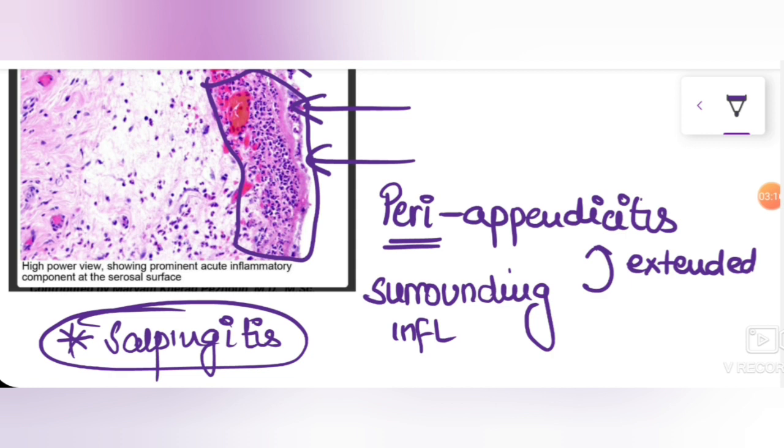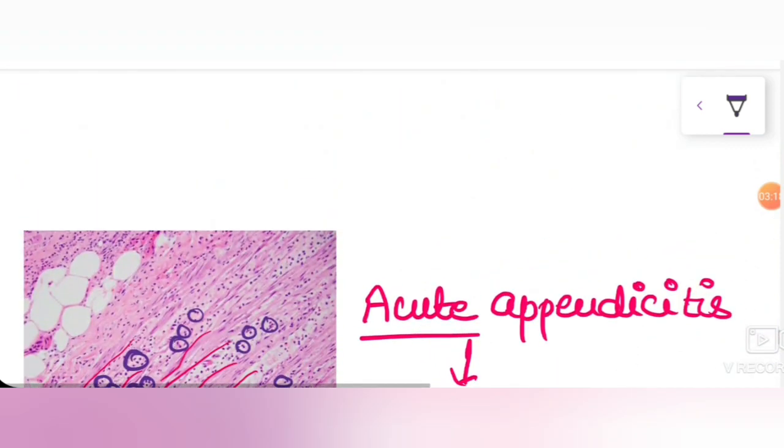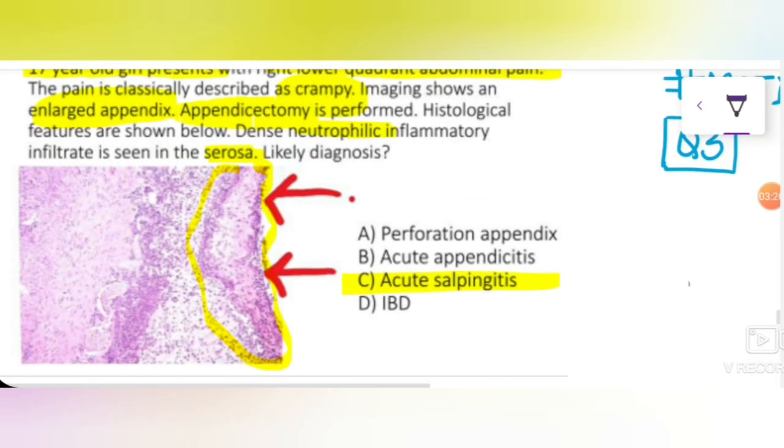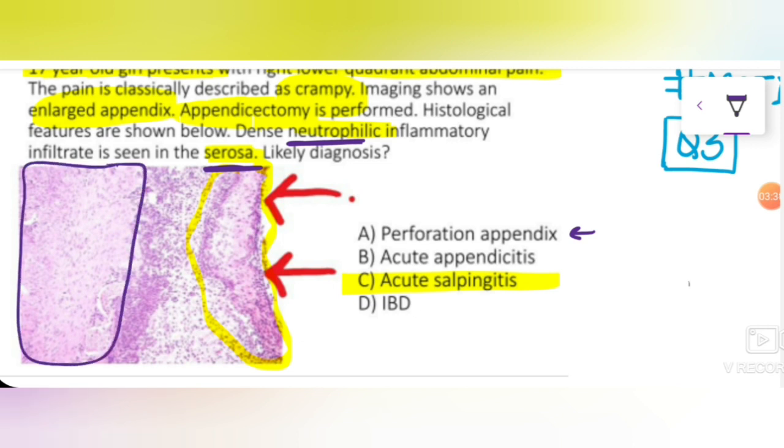So yes, that's periappendicitis. So now come back to the question. Very clearly the examiner has marked that the inflammation is in the serosa. So obviously it's not acute appendicitis. It's not even perforation appendix, because in perforation appendix, will you see a proper muscle layer like you see out here? No, if it's perforated, the muscle layer would not be seen. So definitely the answer over here, you're actually seeing periappendicitis. So the answer over here is acute salpingitis.